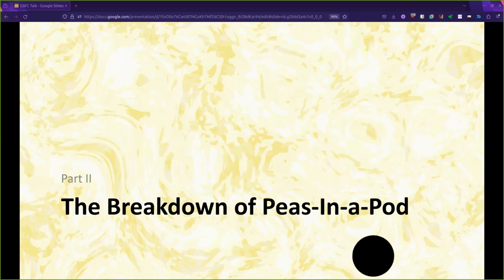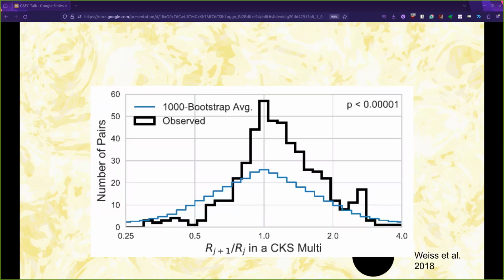So at this point, I have gotten completely sidetracked from what my original thesis plan was. But that seems good because this line of inquiry seems like it's producing results, which brings me to the next section, the breakdown of peas in a pod. To explain shortly, the peas in a pod phenomenon is when neighboring planets seem much more similar to each other than just random chance would dictate.